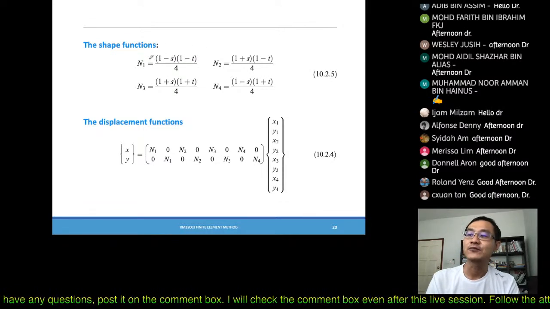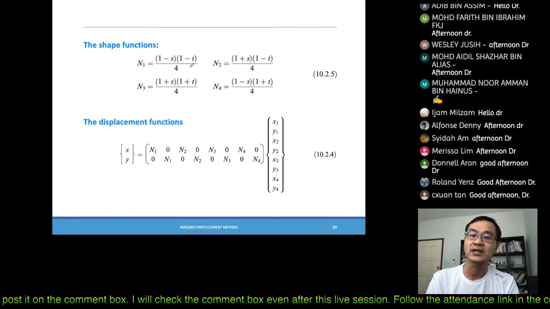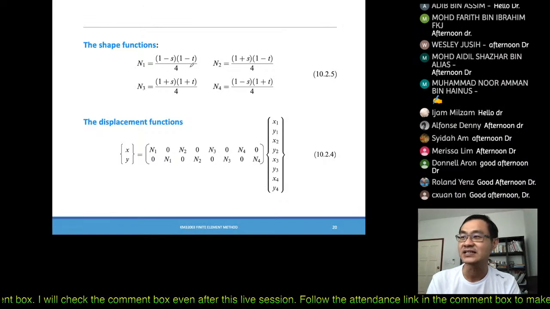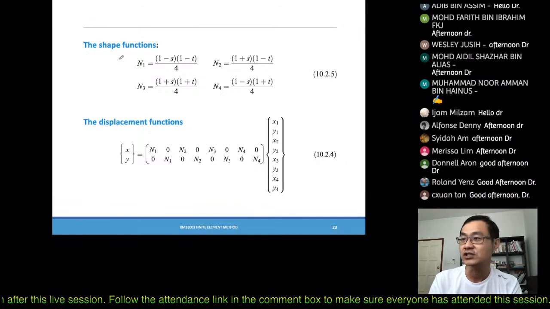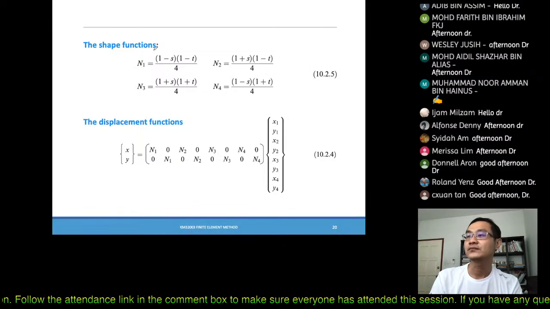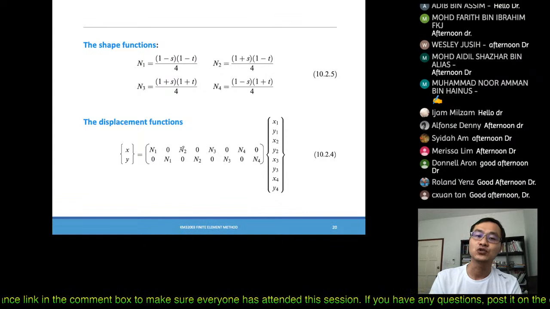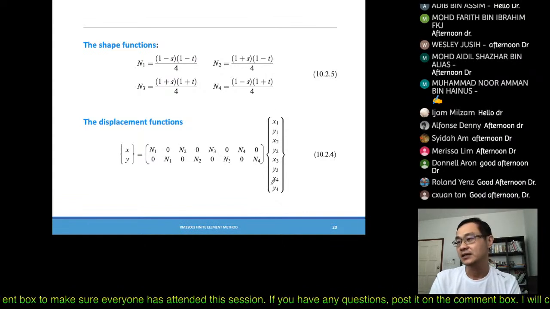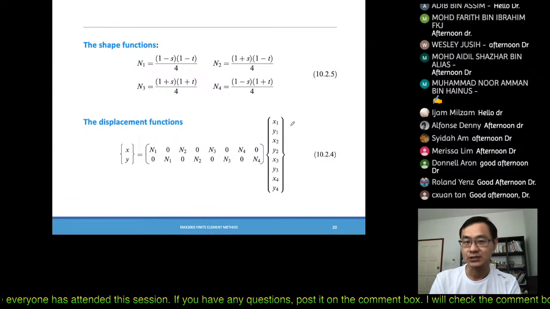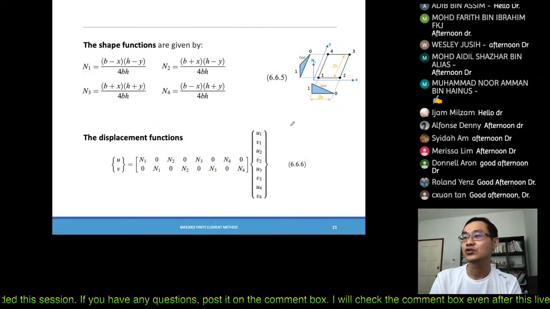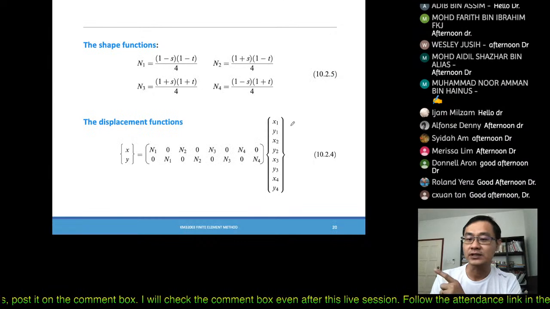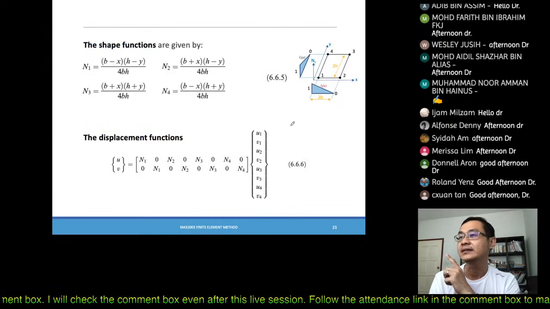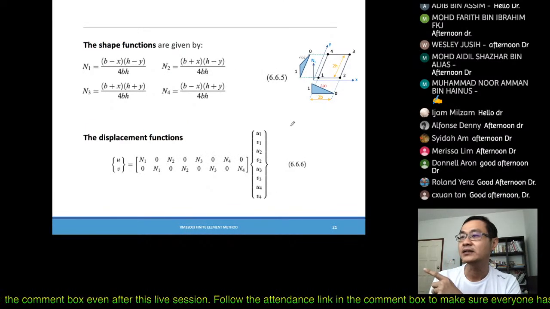Previously we had 4bh, right? So we can cancel out. It's actually a similar form, so that's why it's still the same shape functions. Then for the same shape functions we apply to the displacement function, it still remains unchanged, right? It's still the same.